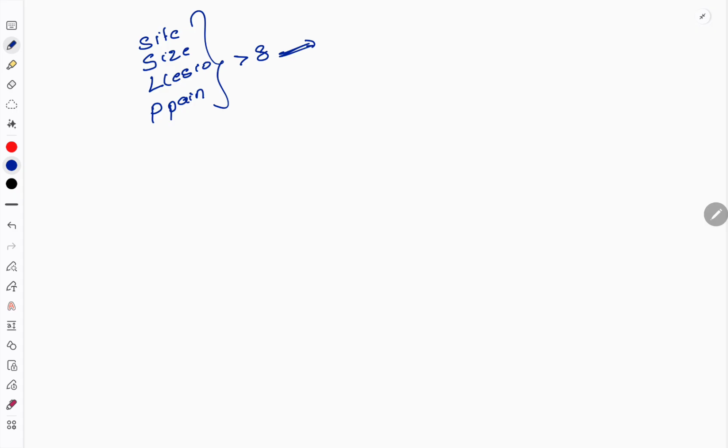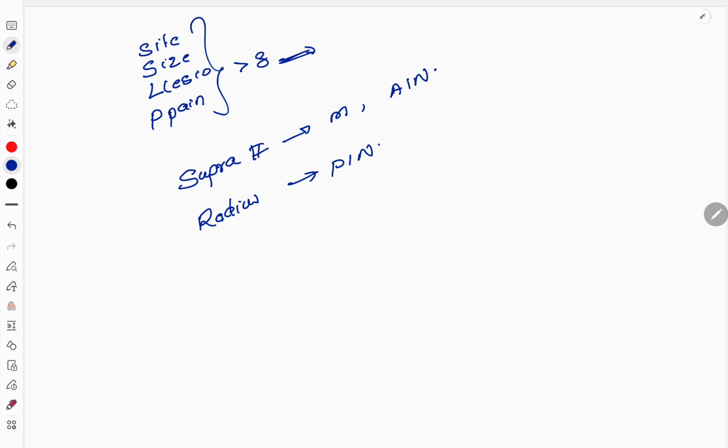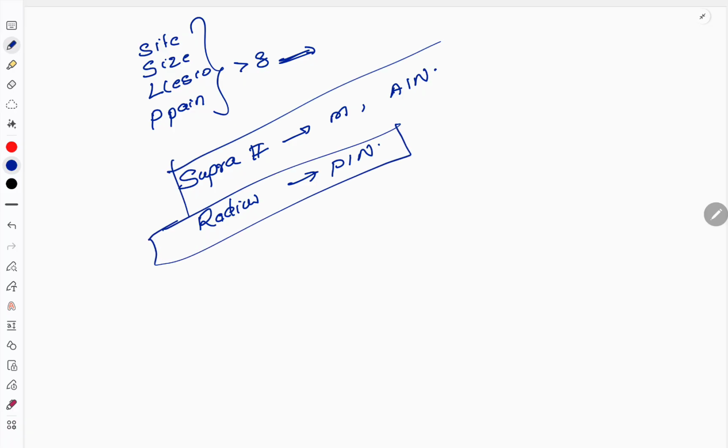Then another important thing that you have to learn: when there is supracondylar fracture of the humerus, it involves the median nerve and anterior interosseous nerve. Now when there is any fracture that is involving the radius, there is involvement of the posterior interosseous nerve. So for example, if there is fracture of radius, Monteggia, radial head dislocation, you will have to look for PIN. Supracondylar fracture, you will have to look for the AIN.